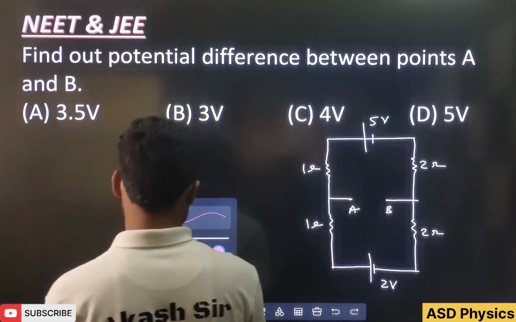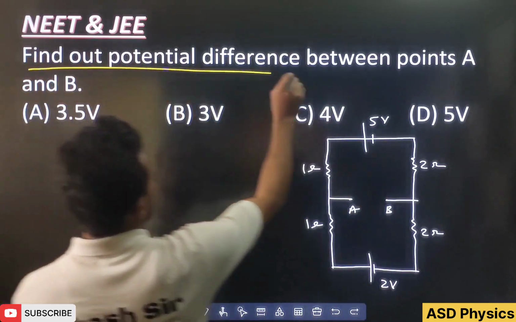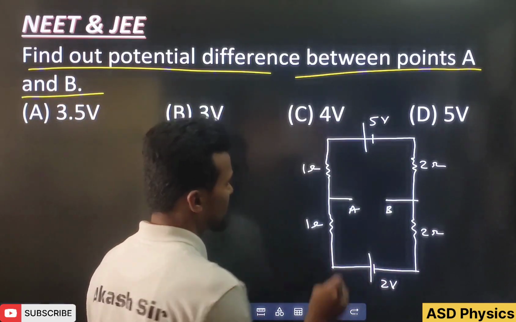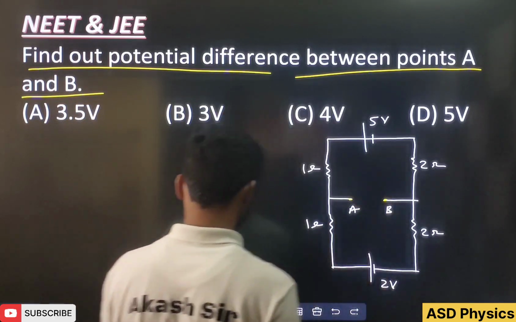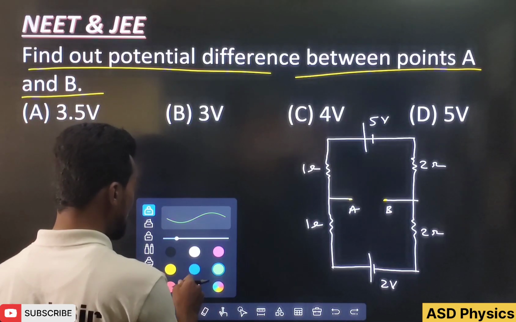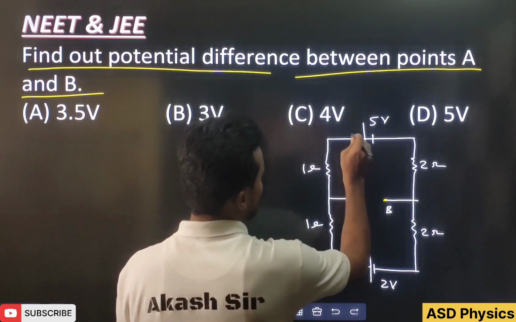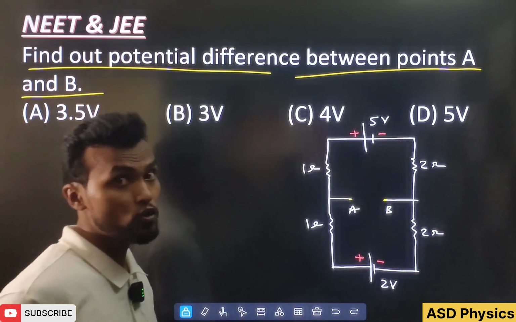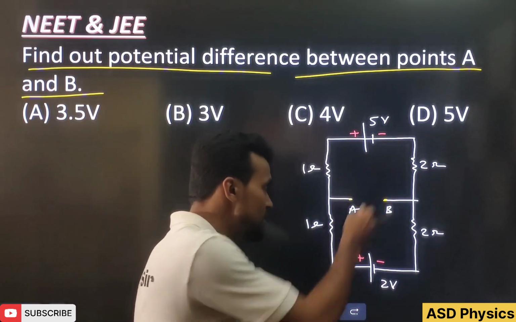Now students, see this one here. See the question: find out the potential difference between points A and B, and this is the circuit. Now this is point A and this is point B. So students, here you can see two batteries are there. One is 2 volt, one is 5 volt. Polarities: you know very well the 5 volt battery will send the current anti-clockwise, and this 2 volt battery will send the current clockwise.